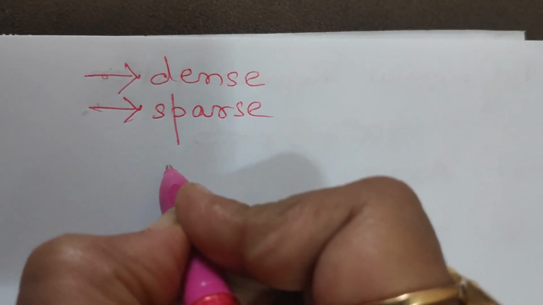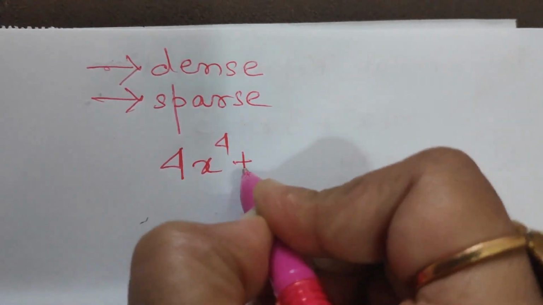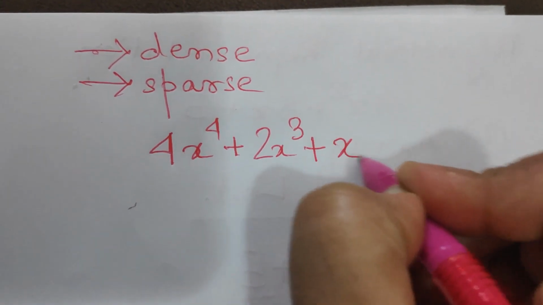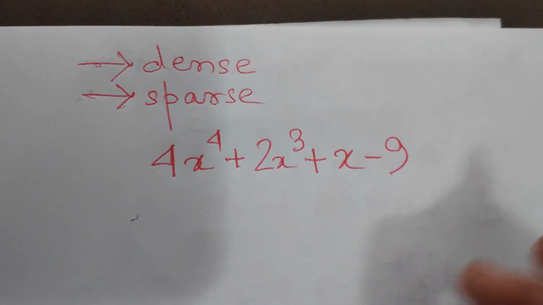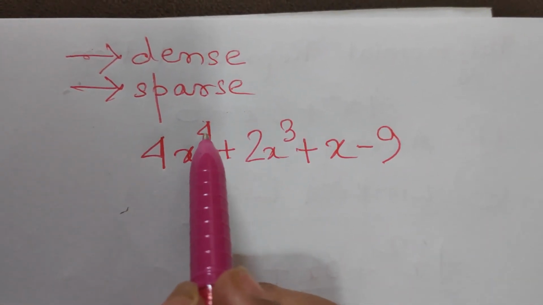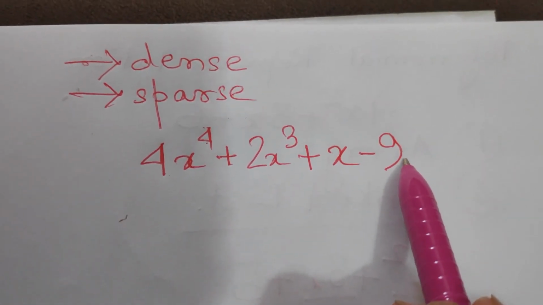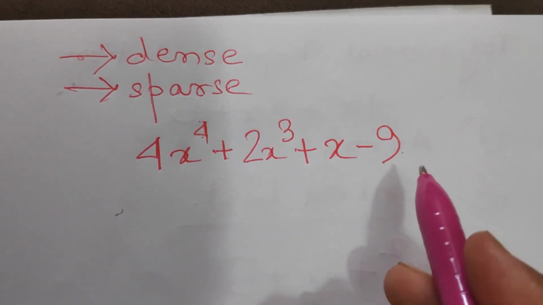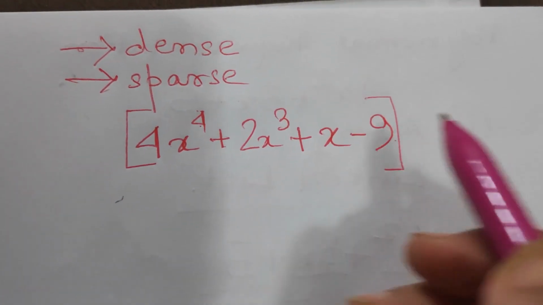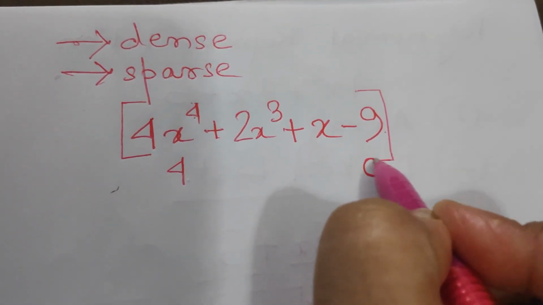When you have a polynomial like this, you see the highest exponent in this polynomial is 4 and the lowest exponent over here is 0. So, in this polynomial, the highest exponent is 4 and the lowest exponent is 0.